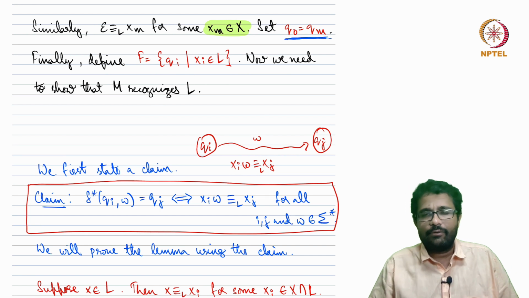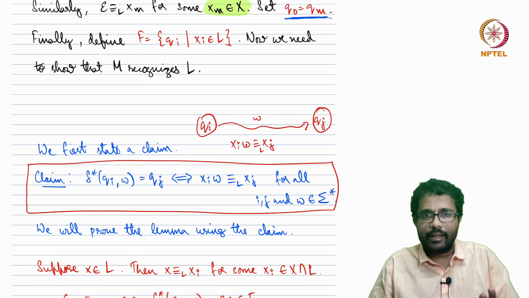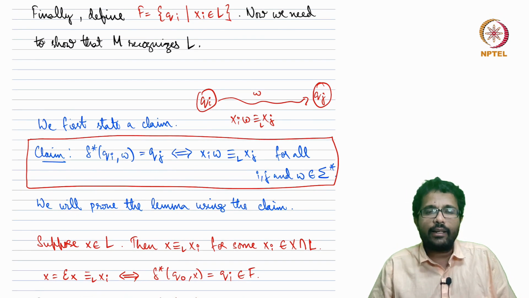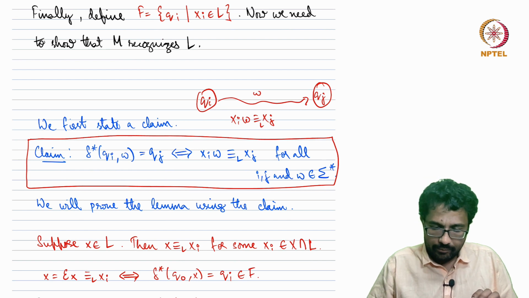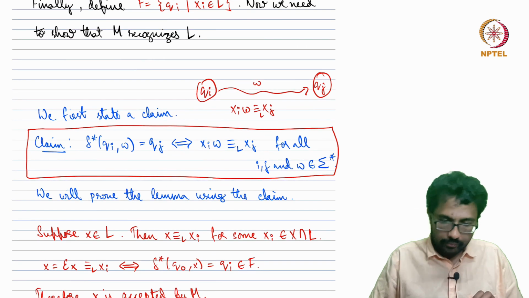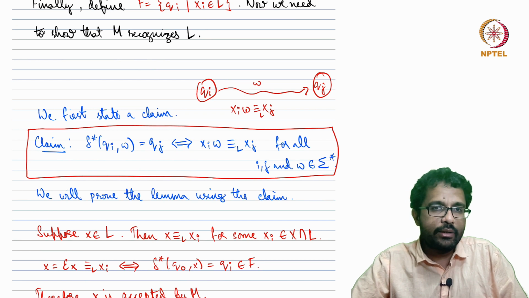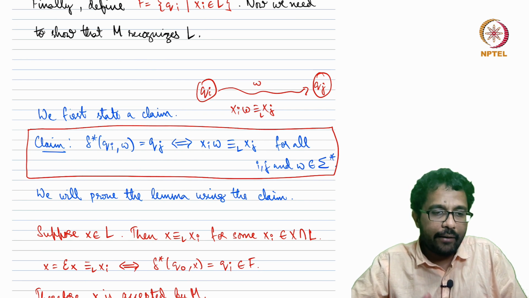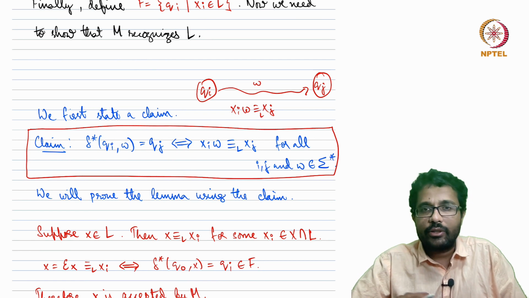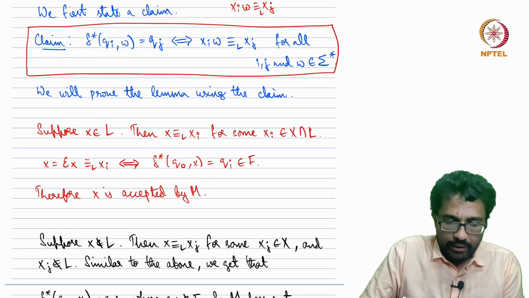The claim is fairly straightforward, a standard inductive proof. So let us forget the proof of the claim for a moment, and we will prove that the DFA constructed recognizes the language. Let us see how. How do we show that the DFA recognizes the language? We will show that every string in the language is accepted and every string not in the language is not accepted. So suppose x is in the language.